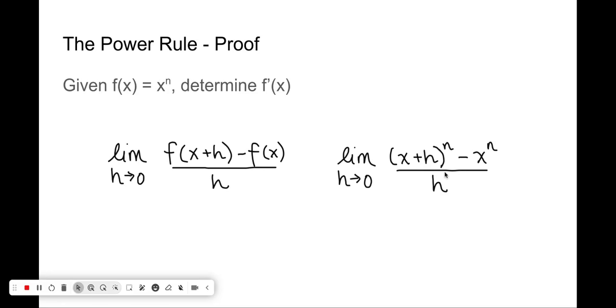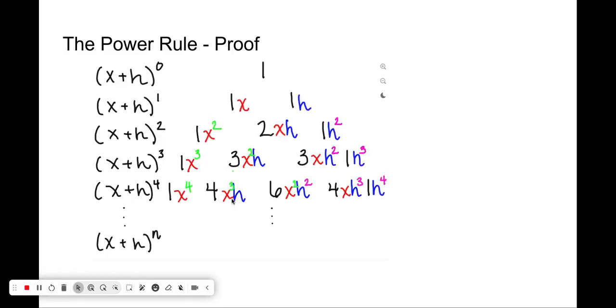The first thing that we're going to need to do is expand x plus h to the n power. To expand x plus h to any power, we can use Pascal's triangle. Pascal's triangle gives us the coefficients of the expansion. That's written here in black. And then the variables of the expansion come from the x and the h.